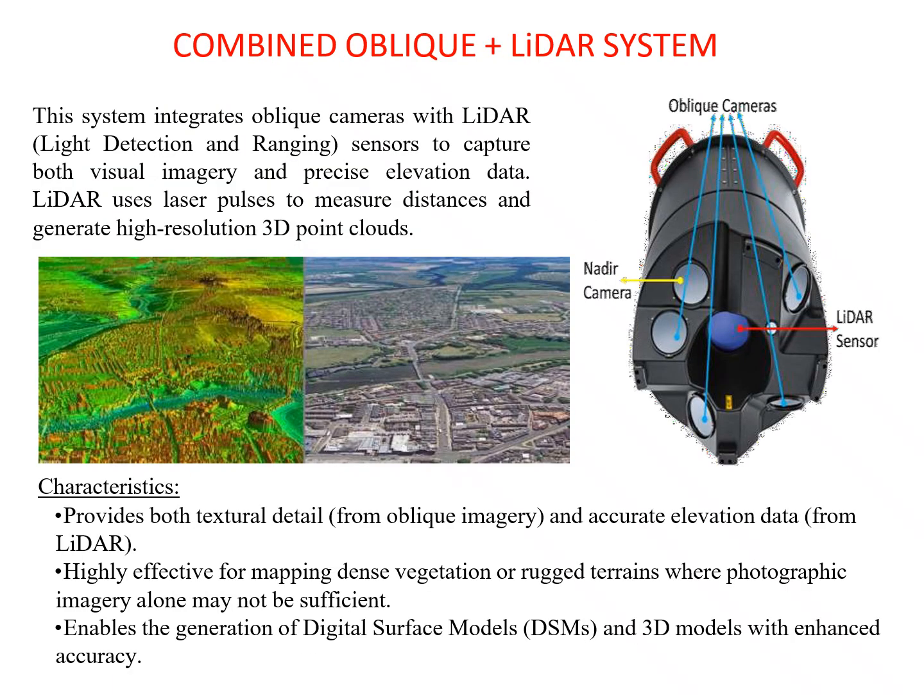Now, this is where it gets really high-tech. The combined oblique plus LiDAR system uses angled cameras and laser scanning together. The cameras take detailed pictures, while LiDAR shoots lasers to measure exact distances, creating super accurate 3D maps. This is perfect for tough areas like dense forests or hilly terrain where regular photos might miss details. It's like combining a photo album with a measuring tape.